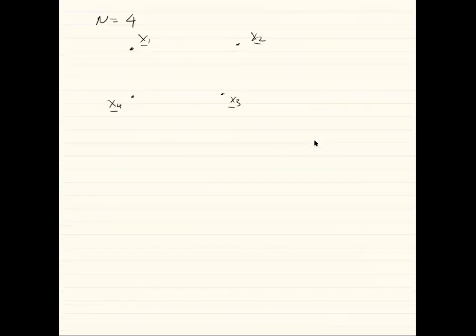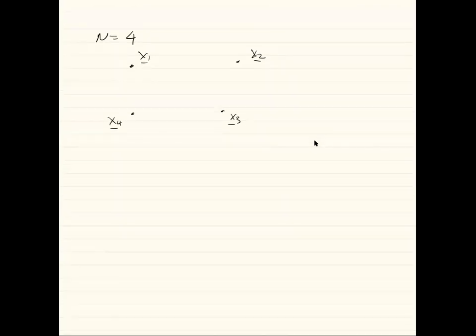Now let's consider the case when n is 4 instead of 3. So imagine you have 4 points like this. And the question is, which dichotomies are possible in this case? So let's write them down. There are 16 of them.